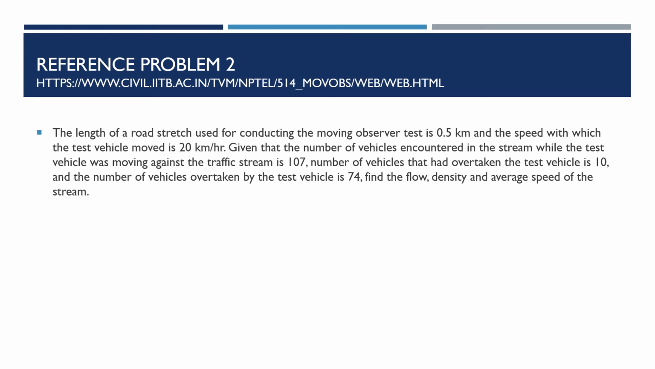The length of a road stretch used for conducting the moving observer test is 0.5 km and the speed with which the test vehicle moved is 20 km per hour. Given that the number of vehicles encountered in the stream while the test vehicle was moving against the stream is 107, number of vehicles that had overtaken the test vehicle is 10 and the number of vehicles overtaken by the test vehicle is 74. Find flow, density and average speed of the stream.